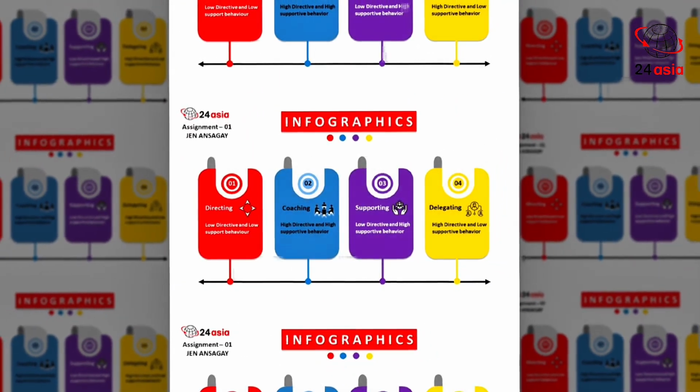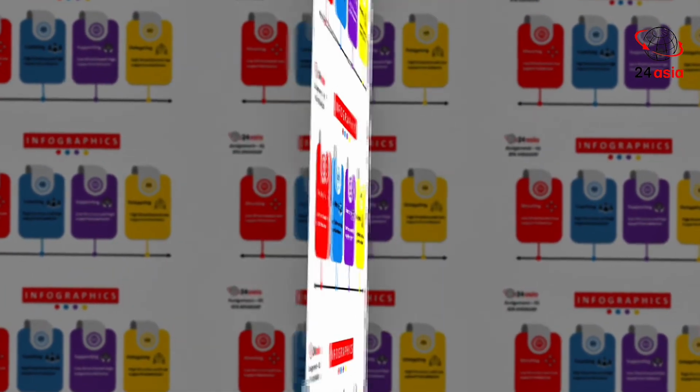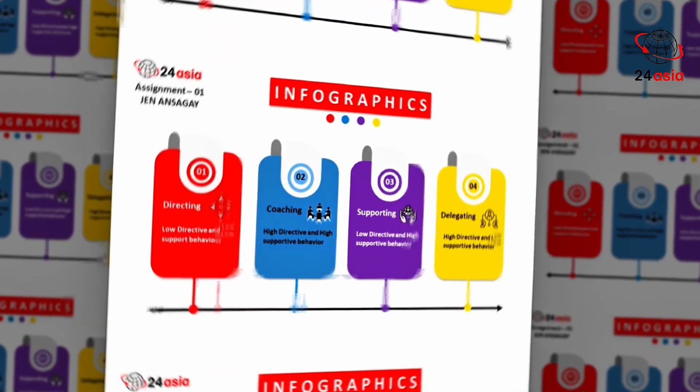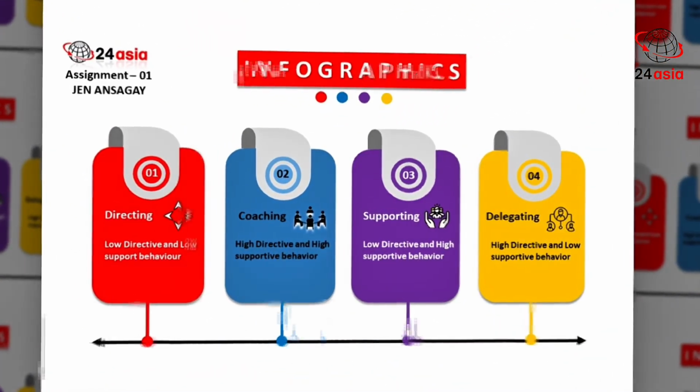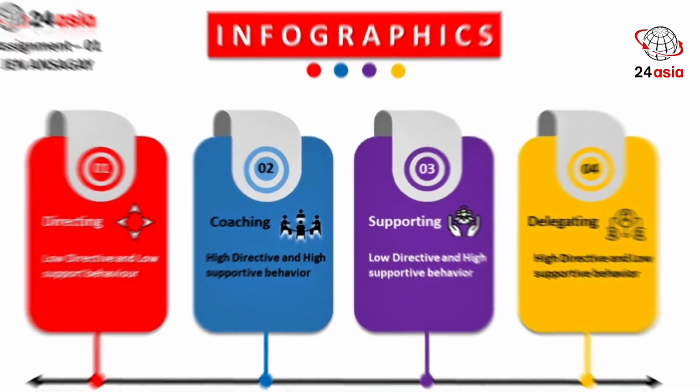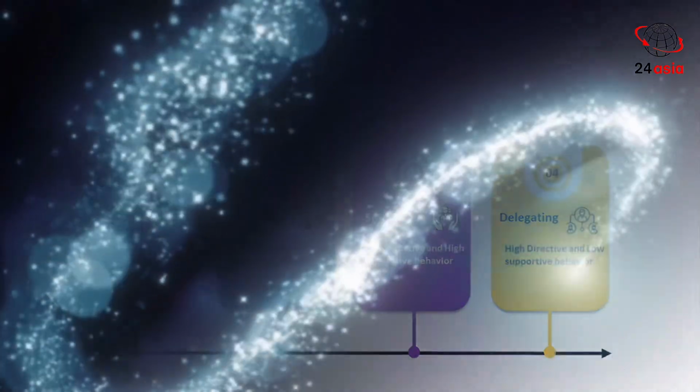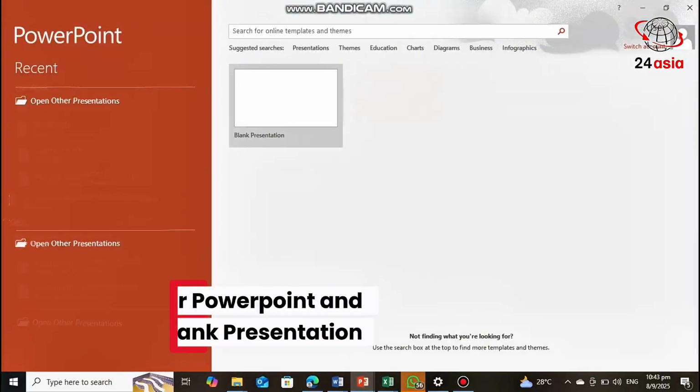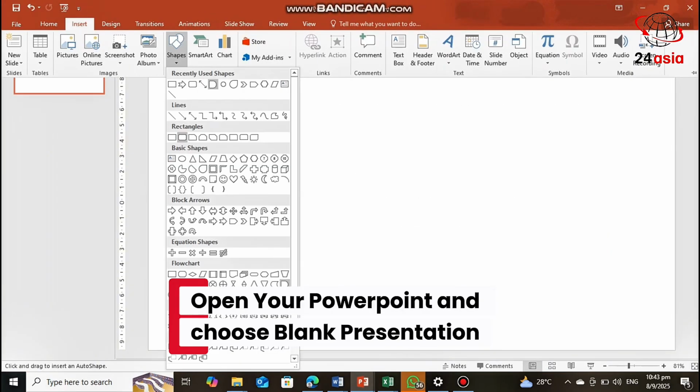Today I'm going to show you how to create a simple and easy infographic using PowerPoint. This video will guide you how to create our assignment number 1. Let's go. Open your PowerPoint and choose Blank Presentation.